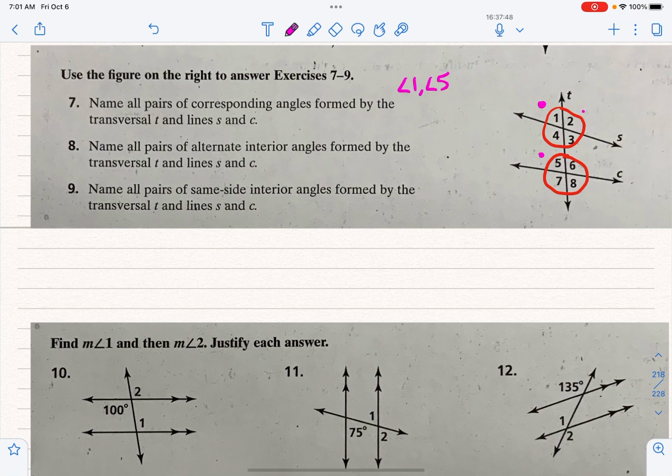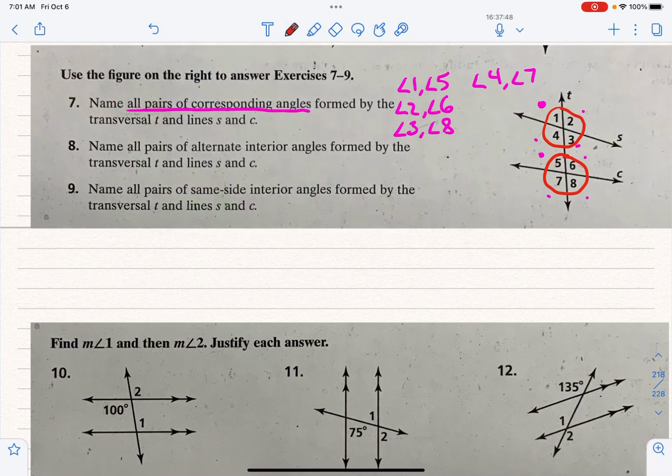Angle 2 is on the top right. Angle 6 is on the top right. So angle 2 and angle 6 are corresponding angles. Angle 3 is on the bottom right. Angle 8 is on the bottom right. So angle 3 corresponds to angle 8. And then angle 4 is on the bottom left, and angle 7 is on the bottom left. So therefore, angle 4 corresponds to angle 7. So those are all the pairs of corresponding angles.